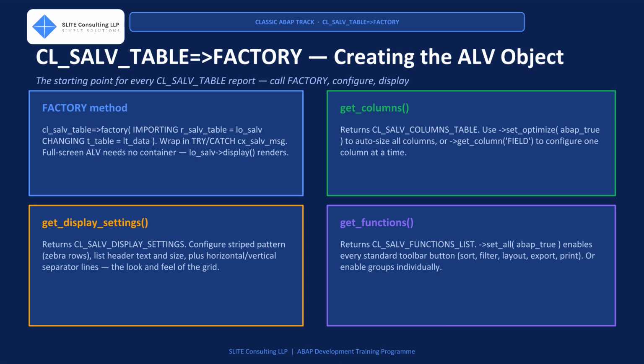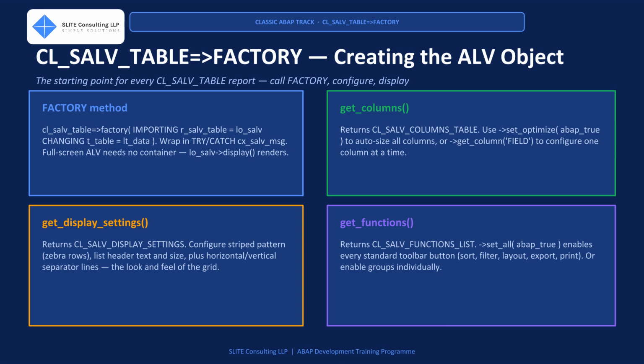and receiving the ALV object back via the importing parameter r_salv_table. Always wrap this in try/catch for CX_SALV_MSG. If factory fails, you want a meaningful error message, not a dump. The returned object lo_salv is your entry point to the entire ALV configuration.